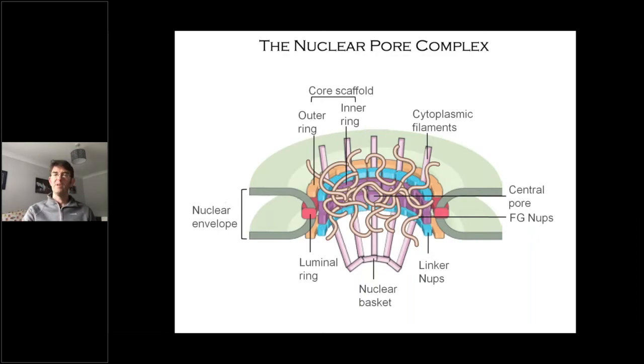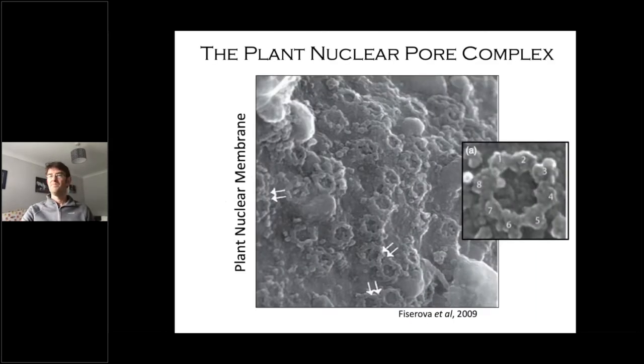So a lot of the structural work in this area has been done in mammalian and in yeast cells, but there have been a few studies in plants as well. A real seminal study was done about 10 years ago now, looking at tobacco BY2 cells and looking at the outside of the nucleus using scanning electron microscopy. And you can see here, as you look across the outside of the nucleus, you can see these structures which are reminiscent of nuclear pore complexes from other systems.